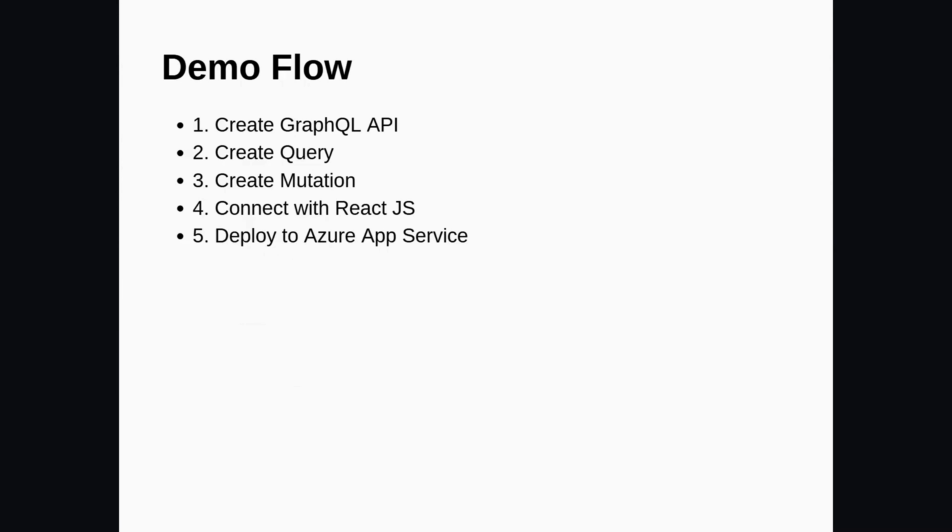Demo flow: I'm going to first create the GraphQL API, then create the query, then the mutation, then we will connect that with the React JS application, then we will deploy it to the Azure App Service. After this flow we are going to connect with the SQL or Cosmos DB, but that is what we are going to discuss in the next video. In this video I just gave you the overview: what is GraphQL and the difference between the REST API and the GraphQL API.